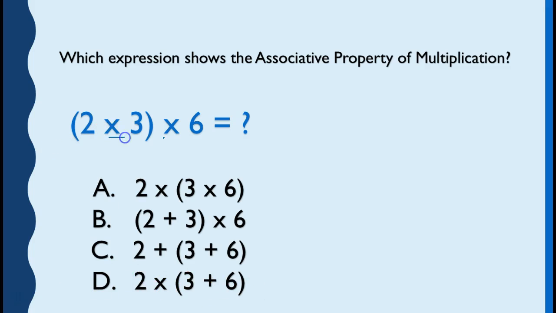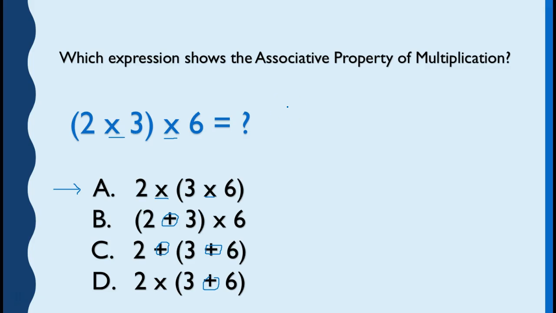This has multiplication symbols. I need to make sure mine has multiplication symbols. And look at that, there's only one that does. Because this has an addition, this has 2 addition symbols, and this has an addition symbol. So I think A is correct, but let's test it out. 2 times 3 times 6. Yeah, the only difference is where the parentheses are.